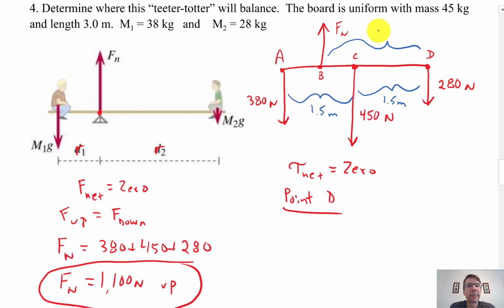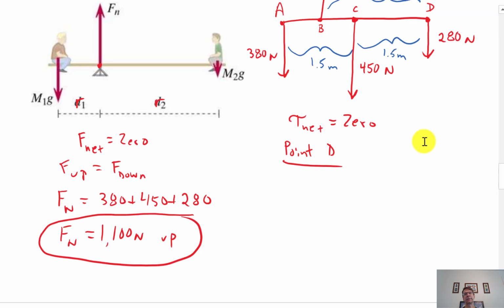Now in the problem, it says that's D2. I'm going to call that R2. Or you can just call it R. It doesn't really matter. They have R2 here in the diagram, but you could call it R. Once we know that, say it's 2 meters, then A to B is 1 meter, because I know the whole board is 3 meters. Getting ahead of myself again a little bit here. But I want to apply torque net equals 0 from point D.